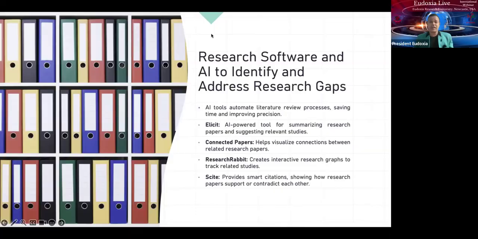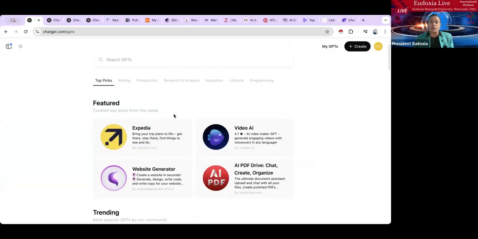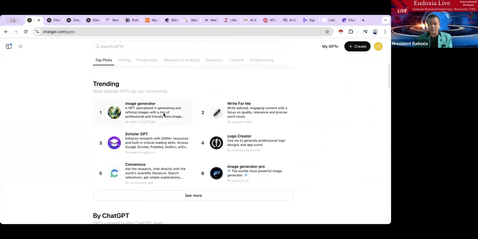So let me share the screen, and I am pretty sure that my screen is visible to you. First, I am using GPT technology. I'm showing you the GPT store and how you can explore the different GPTs. Today, if you are doing qualitative research design, you can go with your writing, your productivity. These are the GPTs, a large number of GPTs.